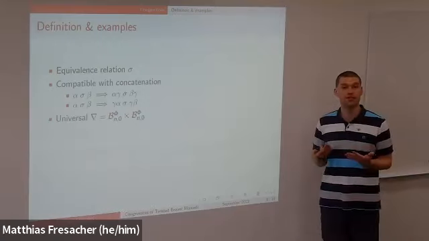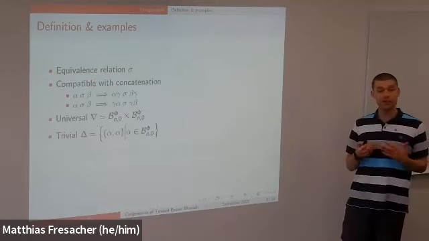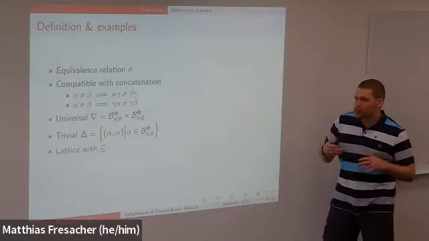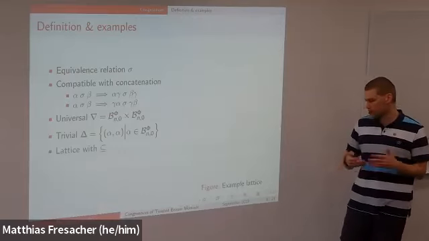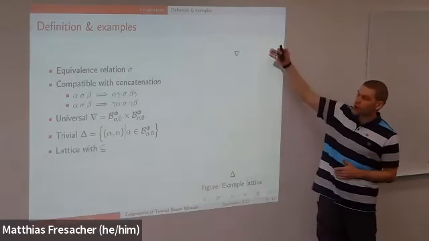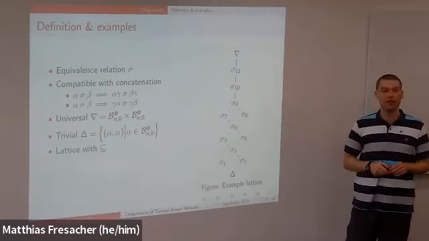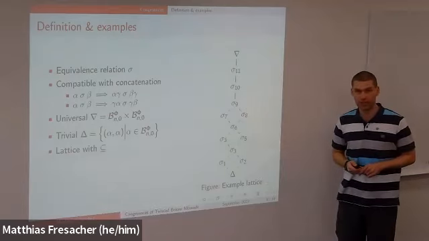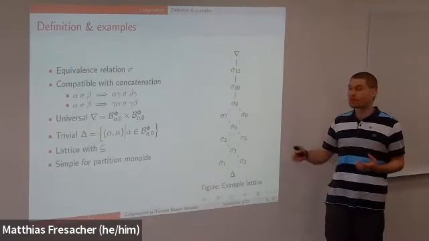Some easy examples are the universal congruence, where everything is congruent with everything else, and likewise the trivial congruence, where everything is only congruent to itself. We can see that we're going to get a lattice with subset inclusion between these. So, for example, we would have our trivial congruence at the bottom, we'd work our way up to the universal congruence at the top, and in between we might have all sorts of other congruences with various relations and strict subsets between them.